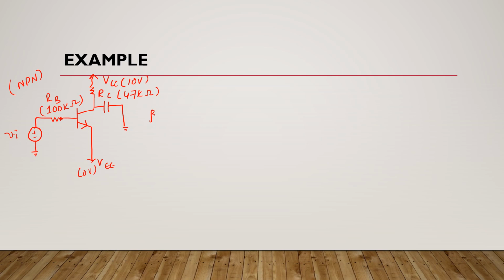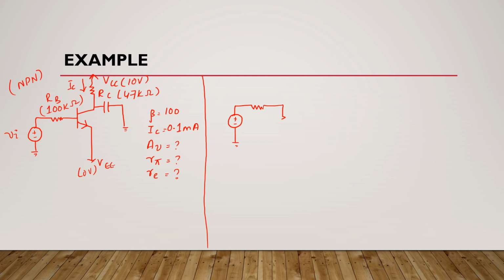and if beta is 100 and collector current IC is 0.1 milliamperes, and this collector current is flowing in this direction, and you have to find the gain, R pi and RE here. So how are you going to start your analysis using the hybrid pi model? First you will draw your equivalent hybrid pi model circuit, which would be like this.